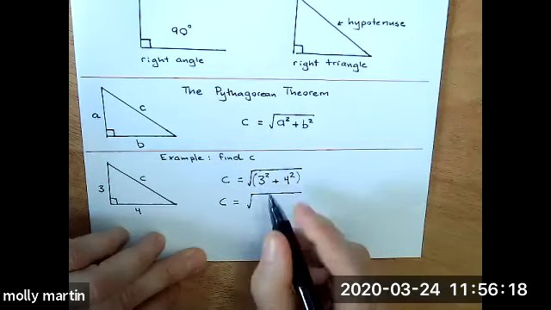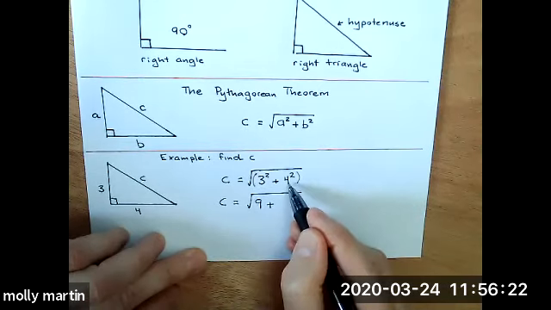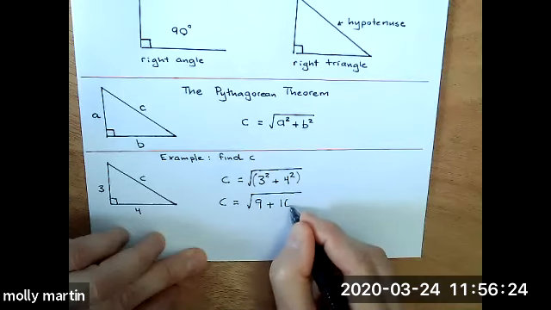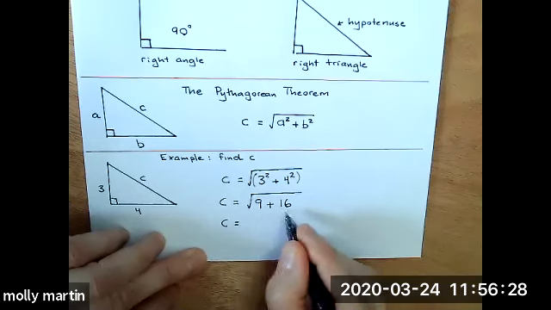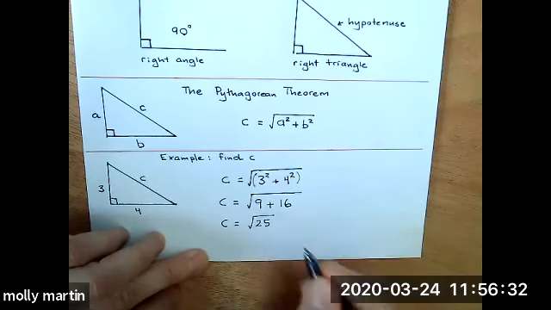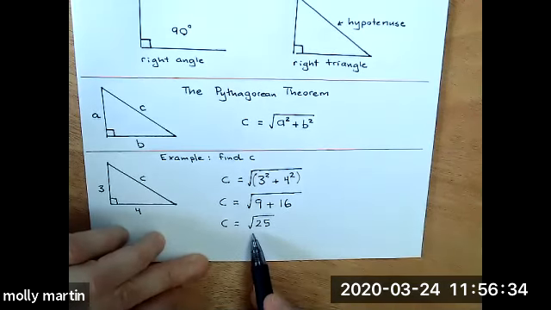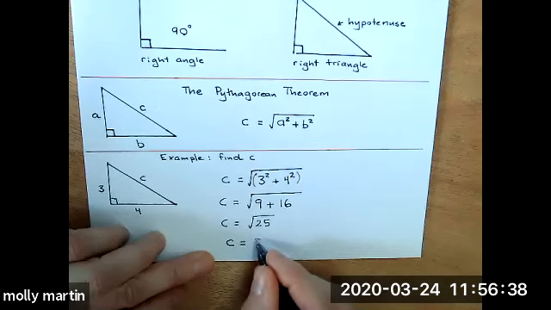So 3 squared is 9. 4 squared is 16. 9 and 16 make 25, and the principal square root of 25 is 5.